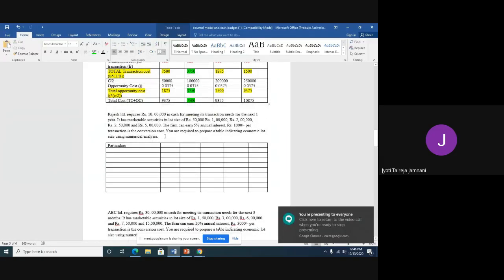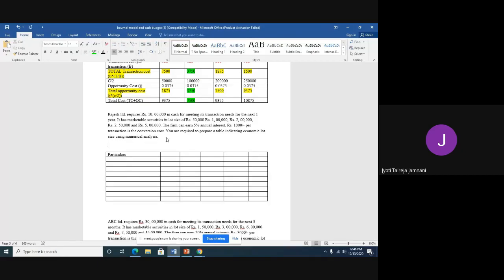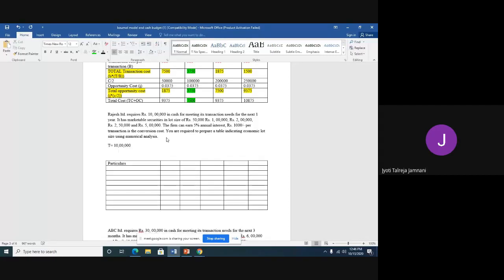Let's go to the second problem. Rajesh Limited requires rupees 10 lakh in cash for meeting its transaction needs. What is this 10 lakh rupees? The value of T, that is the total cash requirement. Then they require it for the next 1 year. That means we have to take the interest as it is. We need not convert. It has marketable securities in the lot size of, so we'll take those later. The firm can earn 5% annual interest. So what is this 5%?